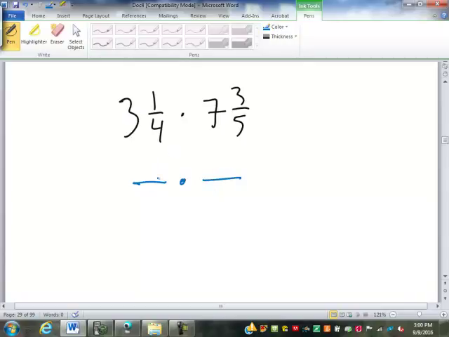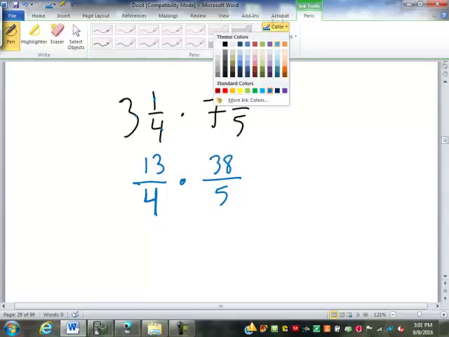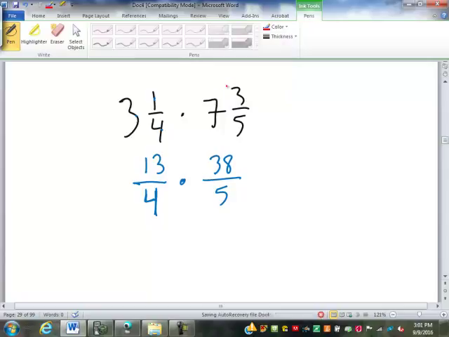What does 3 and 1 fourth become as an improper fraction? Anybody? 3 times 4 is 12, plus 1 is 13. The denominator never changes, so it's 13 fourths. How many fifths then for 7 and 3 fifths? Careful. 38, there we go. Now at this point, now that it's improper fractions, just like any other multiplication with fractions, we can cross-cancel.